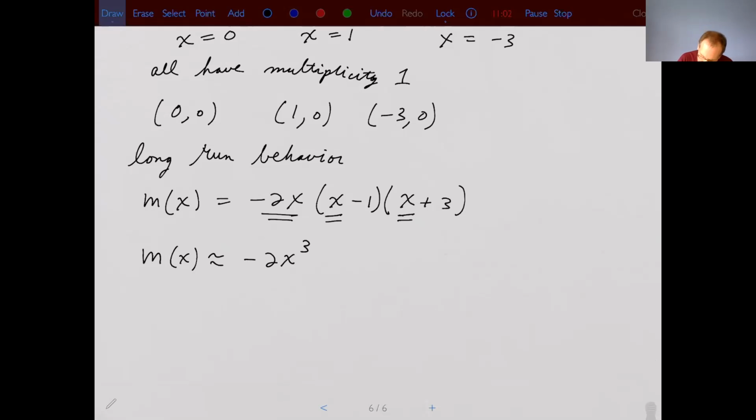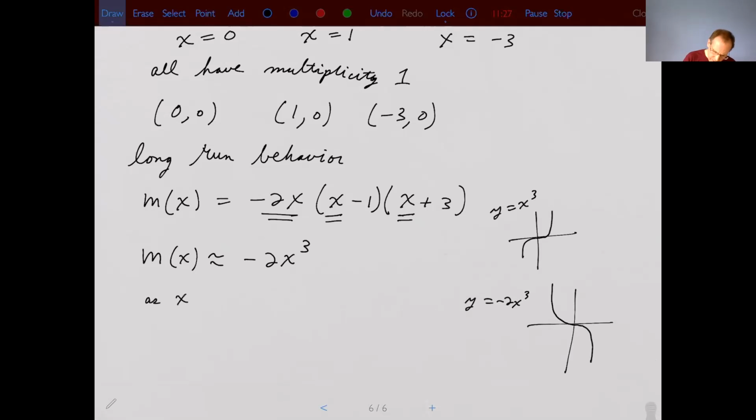Well, remember, x cubed would be like this. This is a cubic. So this would be y equals x cubed. But then if we want y equals negative 2x cubed, it's going to be flipped and stretched. So I guess it'll look like that. So as x goes to negative infinity, as x gets smaller, smaller, smaller, m is getting larger, right? It's going to positive infinity.